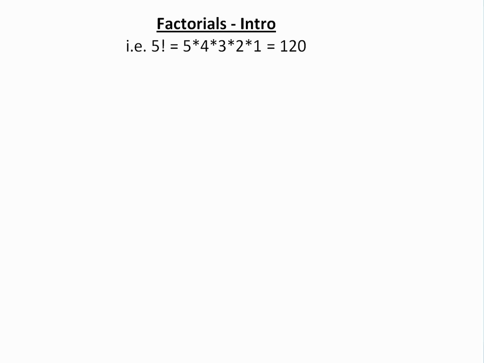Alright, it's time for another math easy solution to discuss: factorials, a brief introduction to it. Basically, here's an example. You've probably seen this before. 5 exclamation mark, or 5 factorial, is 5 times 4 times 3 times 2 times 1. This is equal to 120.